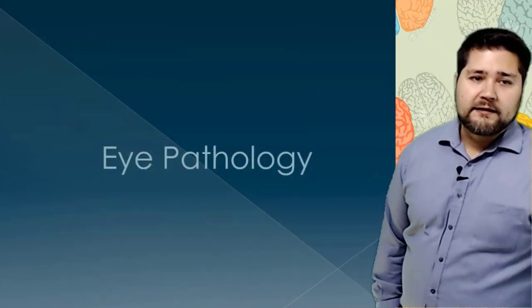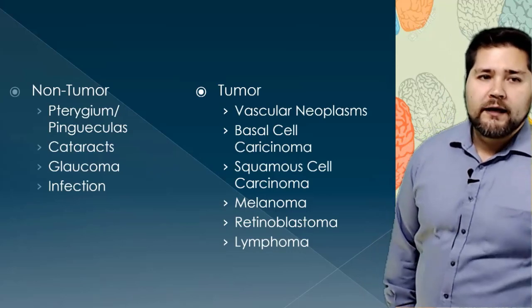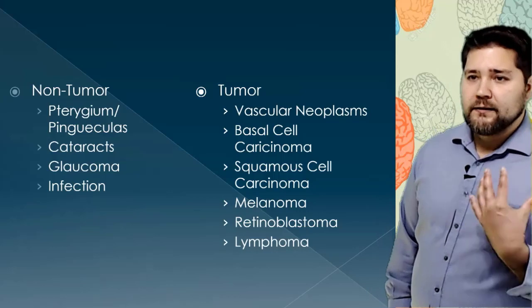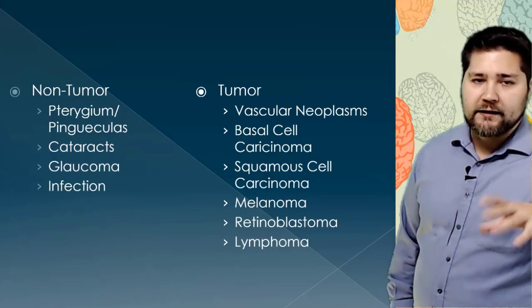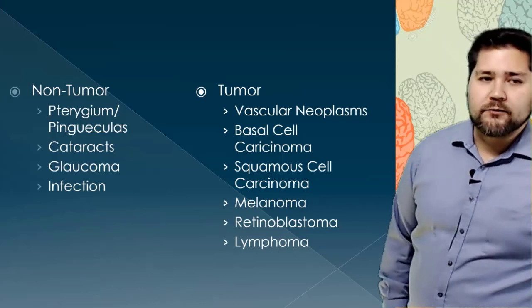So let's get into some basic eye pathology. Again, we're going to break this down into non-tumor versus tumor. We don't have to worry about mass effect with the eyeballs, because if there is a pathology or benign pathology, usually it can just grow out of the eye socket area and maybe be uncomfortable but not be life-threatening as much as it would be in the brain.